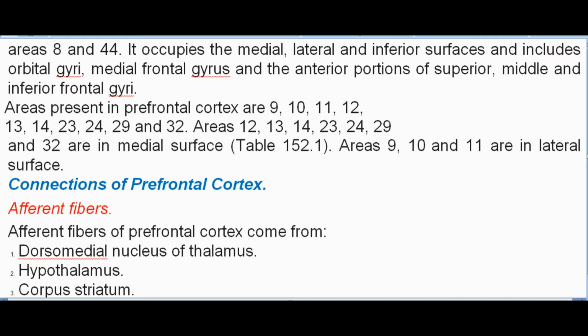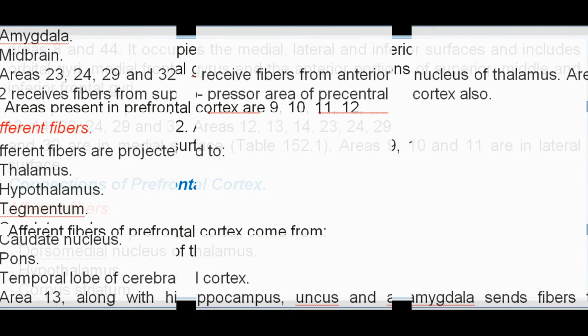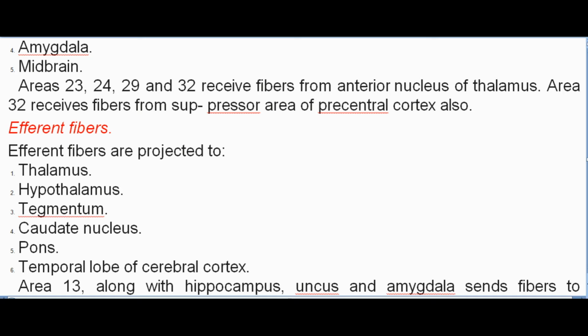Areas 12, 13, 14, 23, 24, 29, and 32 are in medial surface, table 152.1. Areas 9, 10, and 11 are in lateral surface. Connections of prefrontal cortex. Afferent fibers. Afferent fibers of prefrontal cortex come from dorsomedial nucleus of thalamus, hypothalamus, corpus striatum, amygdala, midbrain. Areas 23, 24, 29, and 32 receive fibers from anterior nucleus of thalamus.